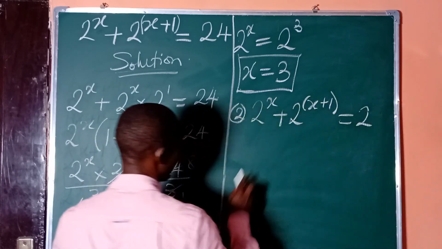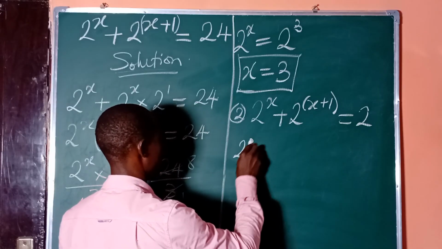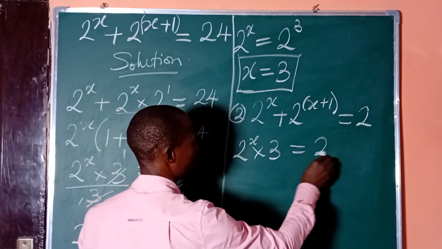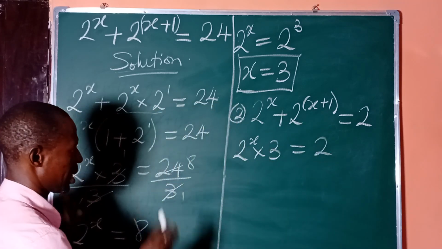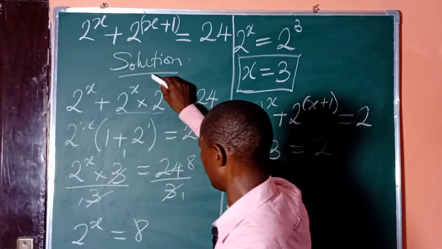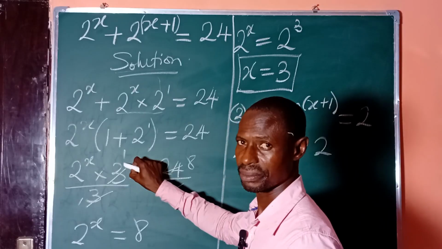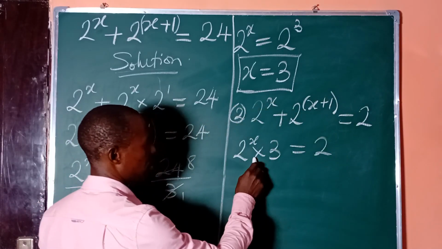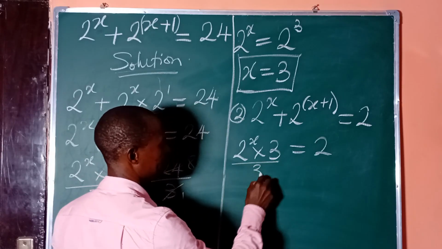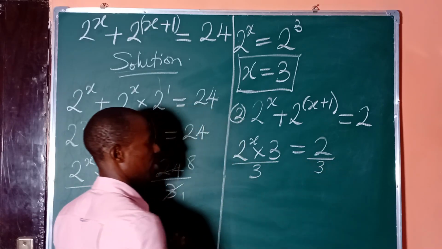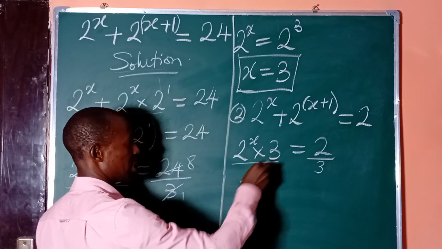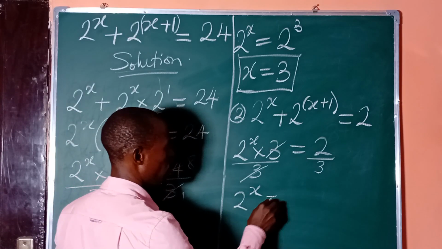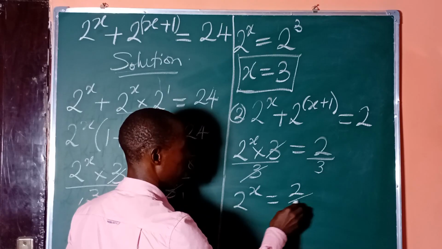If we do the same thing down here, we come to this point: 2 to the x times 3 equal to 2. I just keep the whole of this down to this place, no need repeating it. From here, we just divide by 3, and we divide this by 3 also. We're now left with 2 to the x equal to 2 over 3.